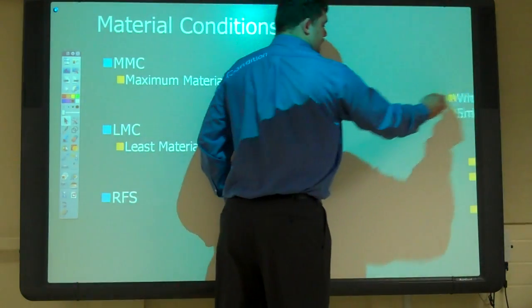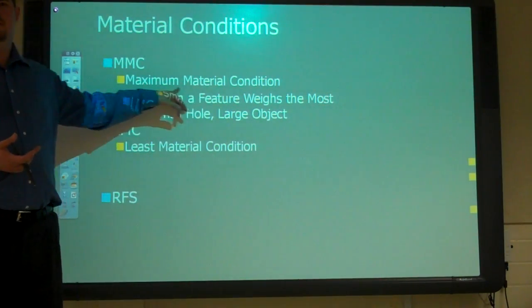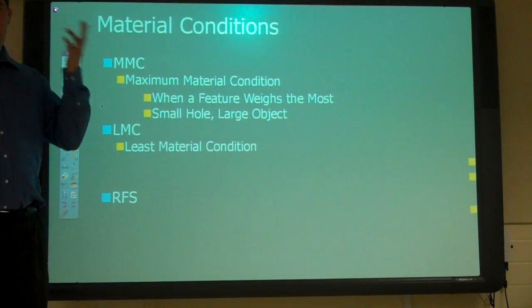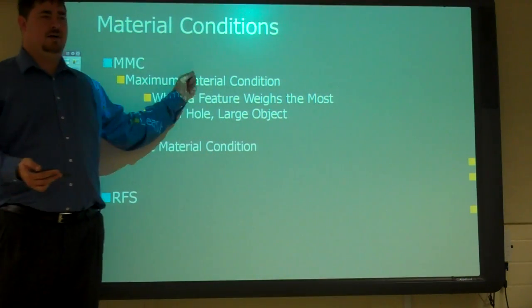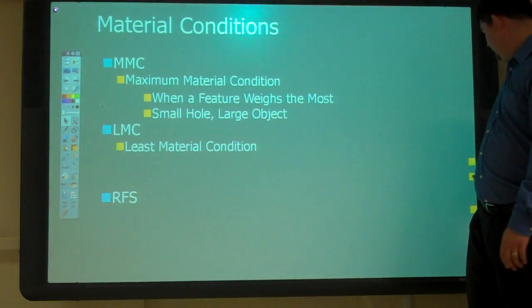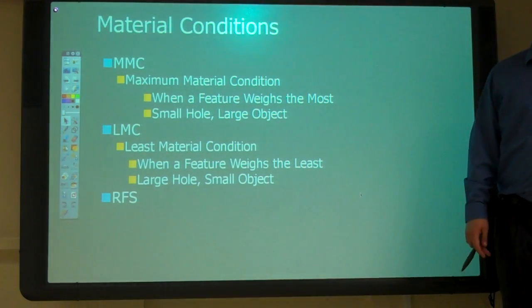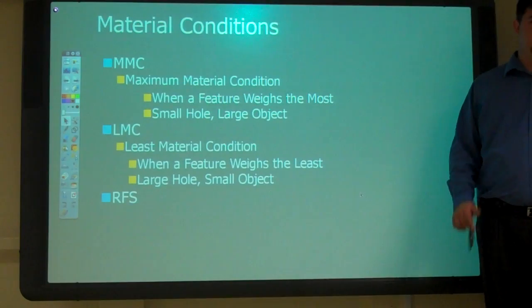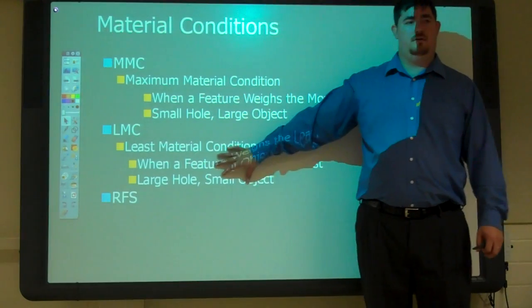So at maximum material condition, that's when we have a small hole or a big shaft. There's more material, the part weighs more, right? Maximum material. So if you can't figure out if it's maximum material, just ask is there more stuff in the part? That's maximum material condition. So what do you think the least material condition is? When the part weighs the least. So that means a big hole or a small shaft. Not hollow, because hollow is totally different. Hollow refers to more than just the feature we're talking about.